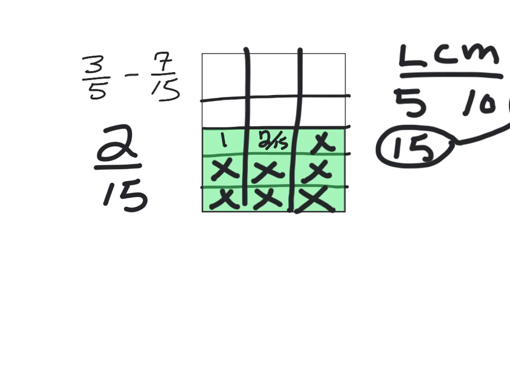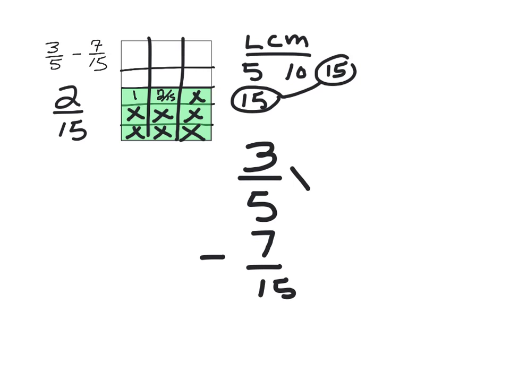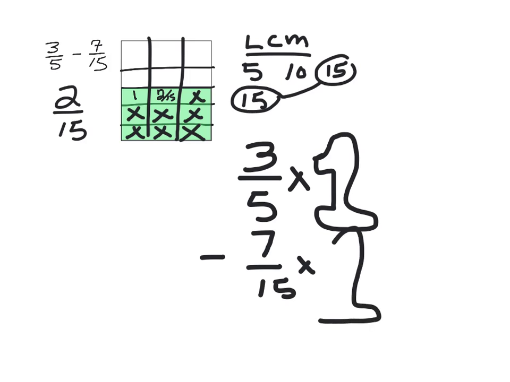Hey, but let's go ahead and look at what happens with the algorithm. So I'm going to go ahead and rewrite this problem as 3/5 minus 7/15. And then I'm going to have to multiply both of these by the giant 1. And make my 1 right there, like that. And now for this first one, I'm going to multiply it by 1, 2, 3. So 3 over 3. So just write 3 over 3 right in there.